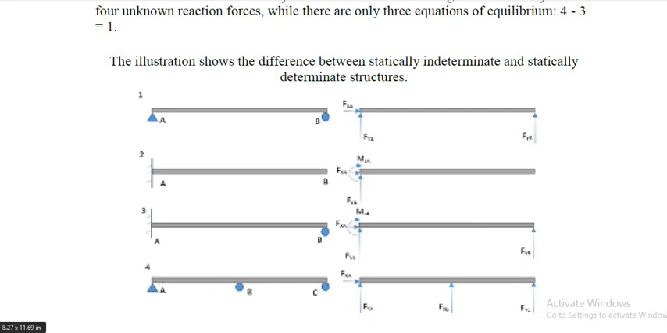Similarly, in the case of figure number 4, there are 4 reactions: FA in the Y direction, FB, FC, and then one in the horizontal direction, a reaction due to this support. So the degree of indeterminacy will be 1, because the number of unknown reactions is 4 and the number of equilibrium equations is 3. So the degree of indeterminacy will be 1.